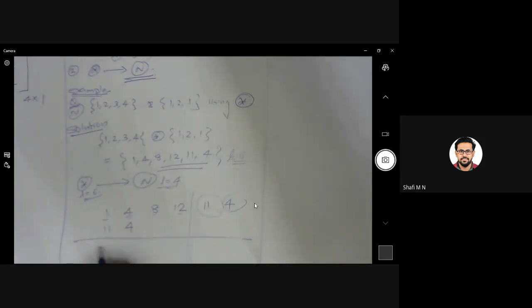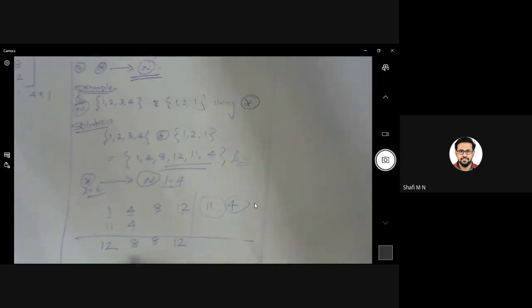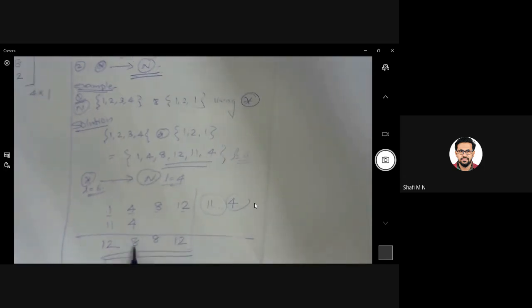Now you add: 11 plus 1 is 12, 4 plus 4 is 8, and 8 plus 0, no terms to be overlapped, is 8, and this is 12. This is the answer of circular convolution, 12, 8, 8, 12, which we verified in the previous section. So this is how you can convert linear convolution to circular convolution. This is just mathematical practice; this logic is used in programs.